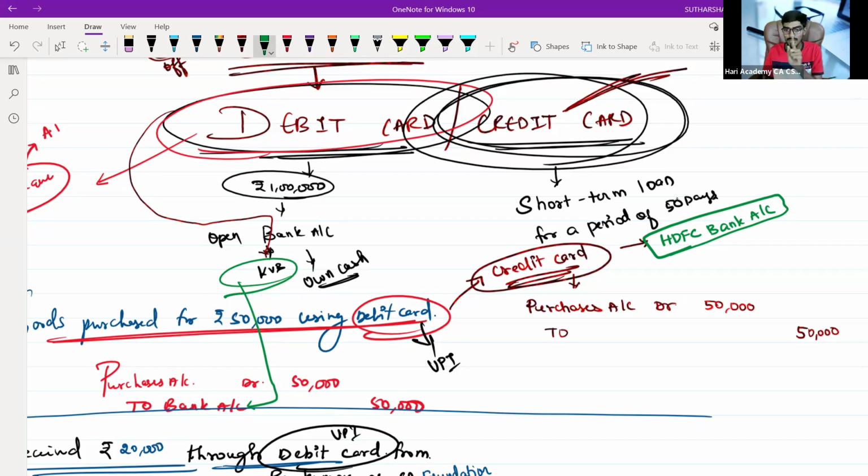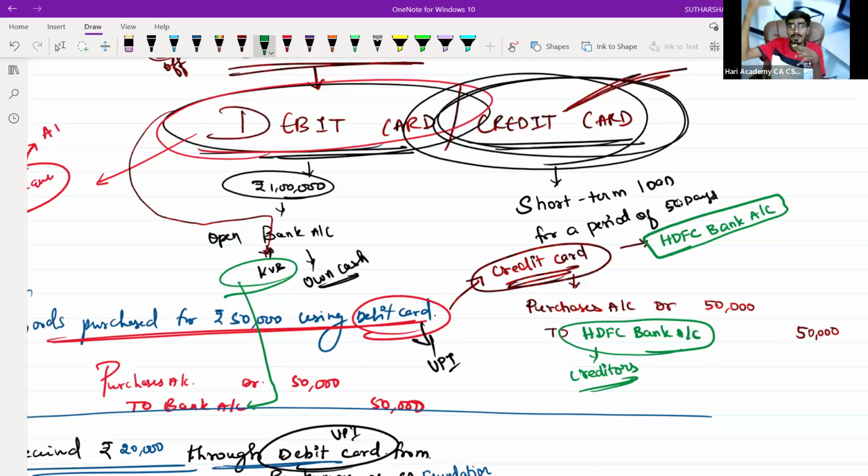So, purchases account 50,000. Here, I am not going to simply put bank account; I am going to use the term HDFC bank account. Why specifically HDFC bank account, sir? Here, Sudarshan is a business person using a credit card, and Sudarshan is treating the HDFC bank as a creditor.